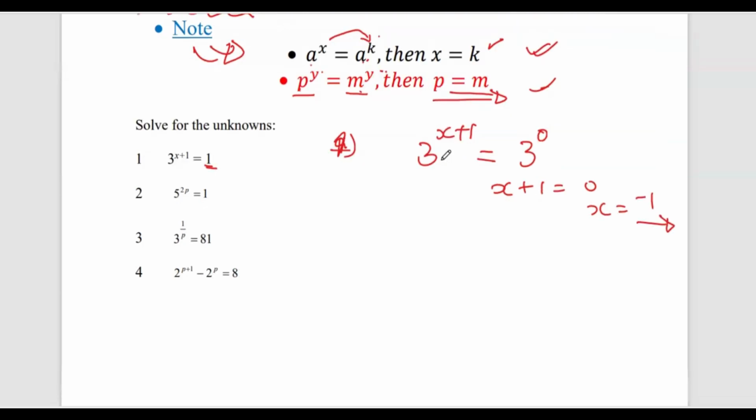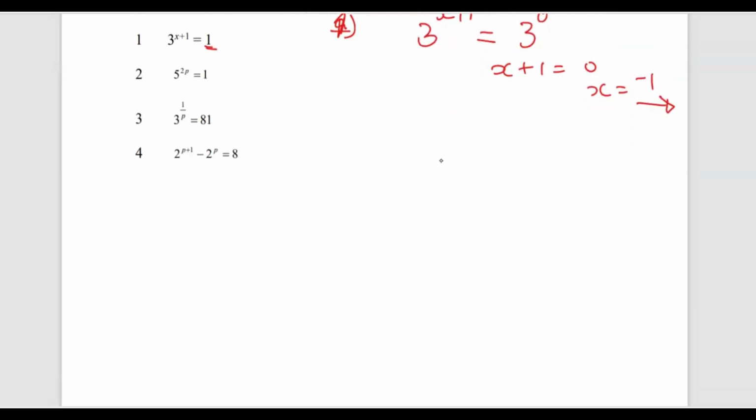Let's get to the second one, which is more or less the same approach. So it's going to be 5 to the 2p is equal to 5 to the 0. Makes sense. Drop the bases. 2p is 0, which means p is 0 if you divide both sides by 2.